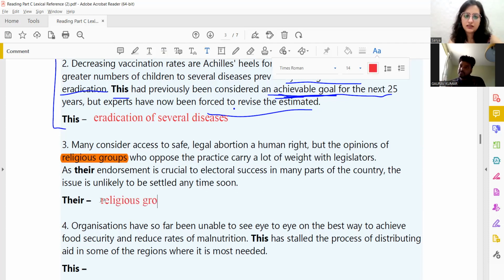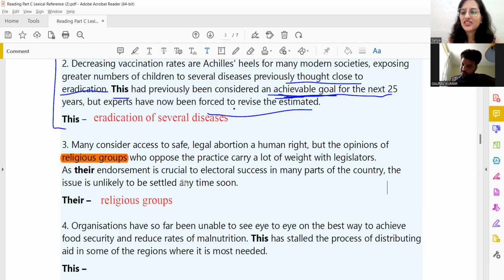Exactly correct. Endorsement can't be done by legislatures. The legislators are the lawmakers, so they can't endorse. But it is the religious groups, through campaigning, who can endorse, and that is important for electoral success. So that's why the issue is unlikely to be settled anytime soon. Yes. Good, you're getting the hang of it.